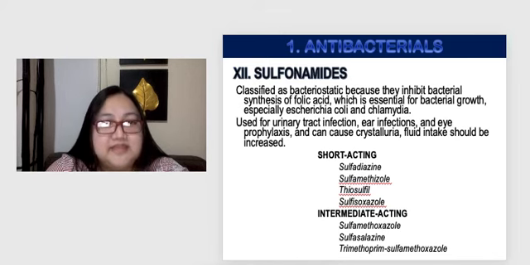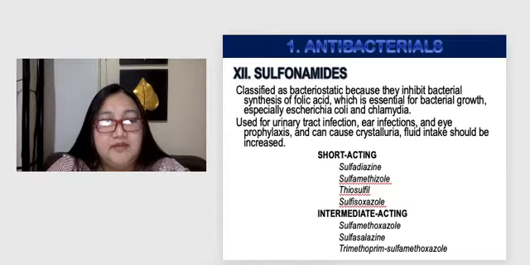Sulfonamides. Ang sulfonamides ay bacteriostatic because ano ang kanyang mechanism of action? They inhibit bacterial synthesis of folic acid. And folic acid is actually vitamin B9. It is essential for bacterial growth, especially effective ang sulfonamides sa E. coli and chlamydia. Sulfonamides are actually one of the oldest antibacterials. Early 1900s pa lang, ginagamit na ang sulfonamides. They are also not classified as antibiotics.